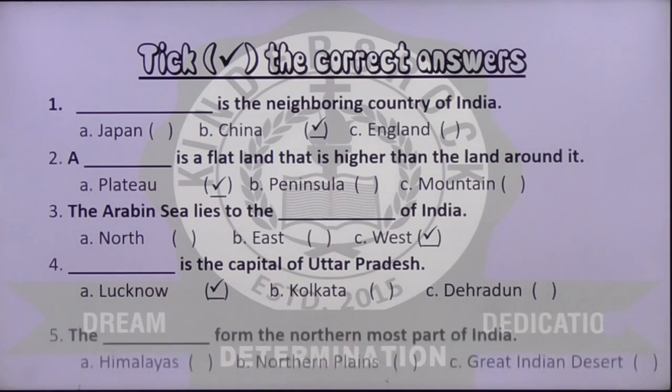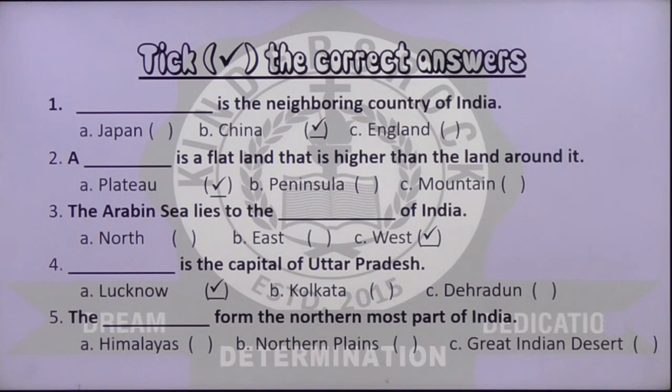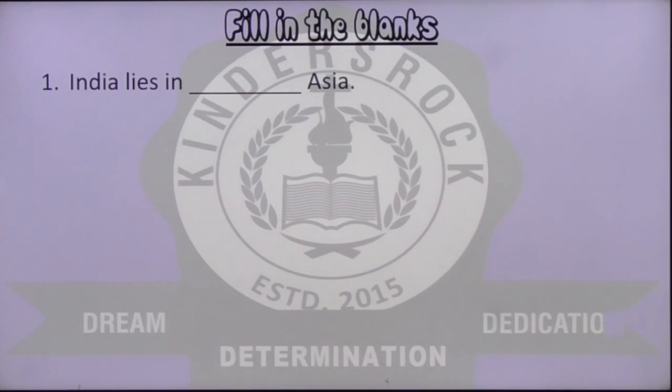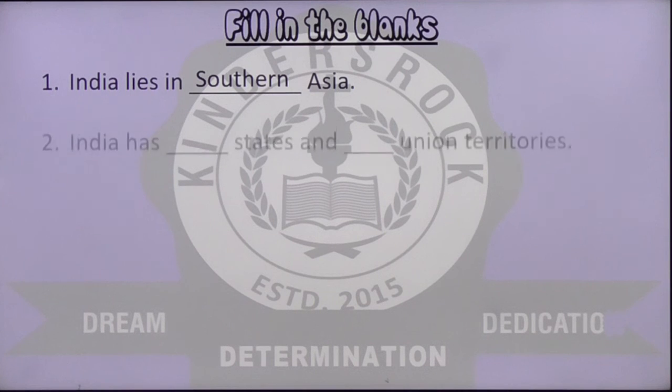Very good. And the dash form the northern part of India. Is it Himalayas, northern plains, or the Great Indian Desert? The northernmost part of India is the Himalayas. Very good. Now fill in the blanks. Let us see. India lies in dash Asia. Which Asia? Northern Asia, Eastern Asia, Western Asia, or Southern Asia? It is Southern Asia. India lies in Southern Asia.